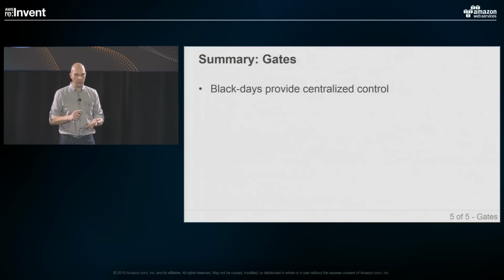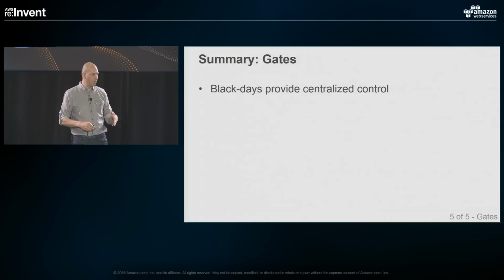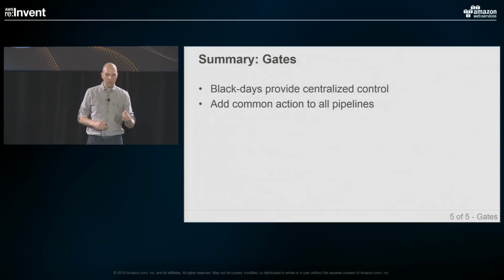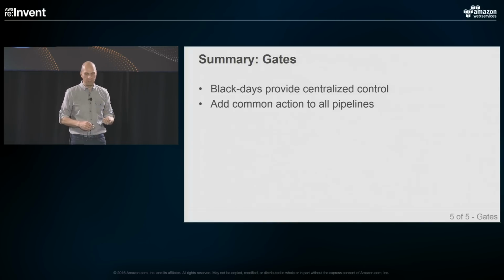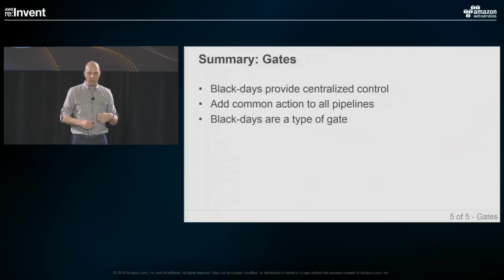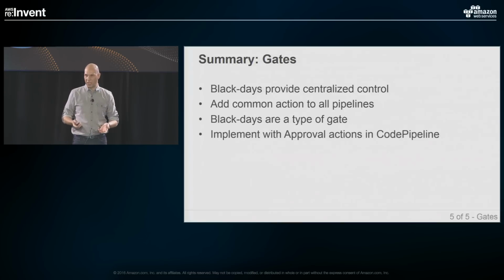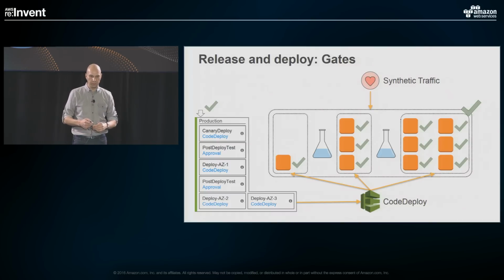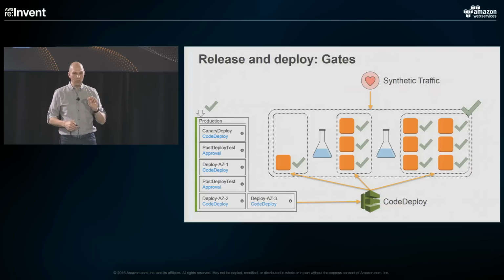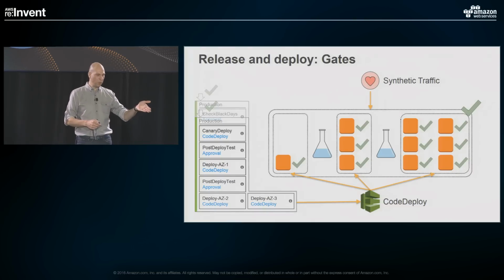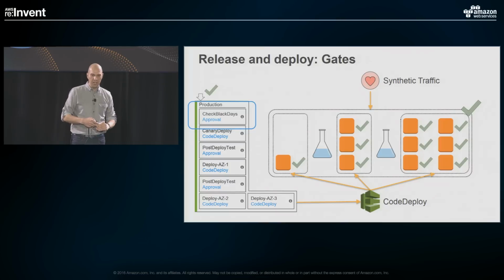Now, in this technique, we used company-wide black days as an example of a centralized policy. And centralized policies can be managed in pipelines. And to do this, we add common actions into every pipeline. Black days can be thought of as gates that open and close when our pipeline is allowed to deploy to production and close during sensitive times. And in CodePipeline, gates can be implemented as approval actions. Now, to add even more safety to our release process, we can now pause deployments in production when we have a heightened sensitivity.